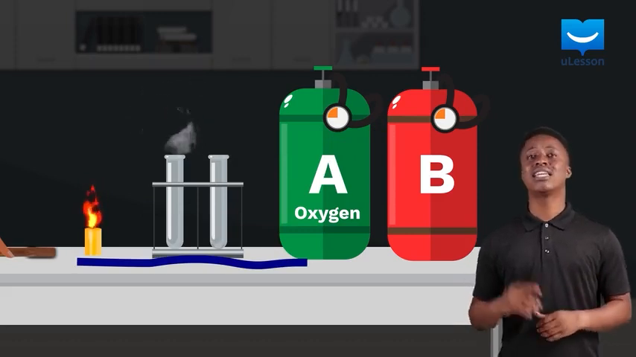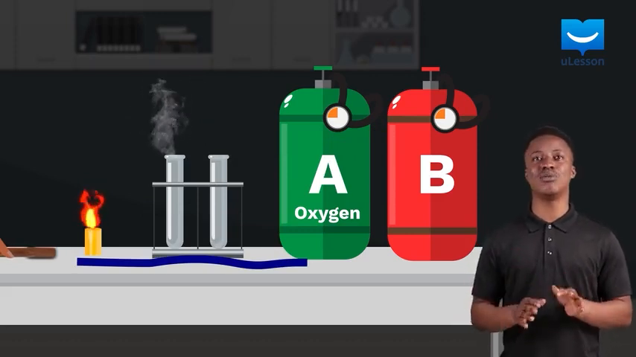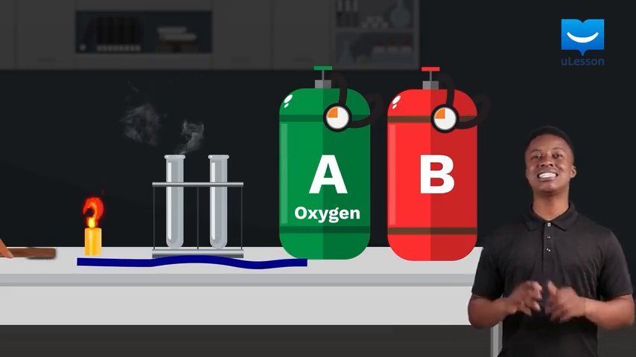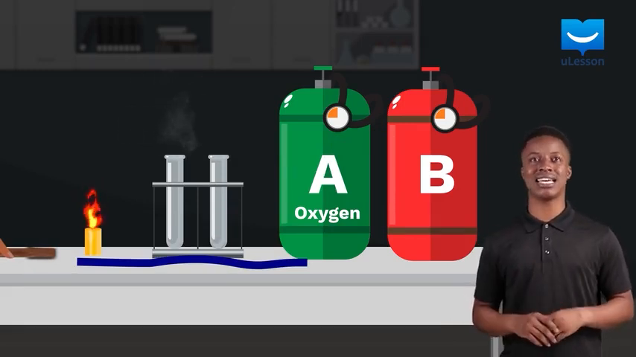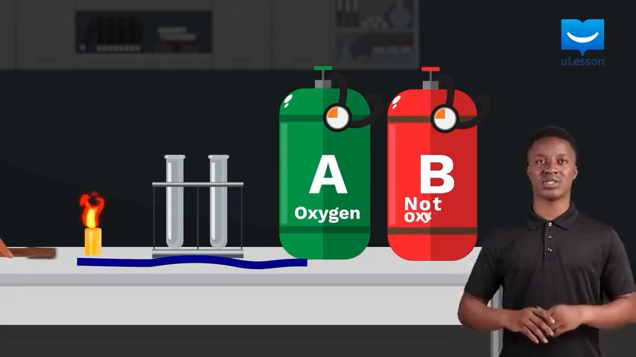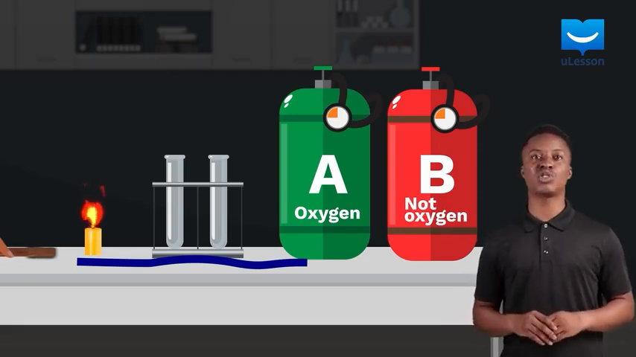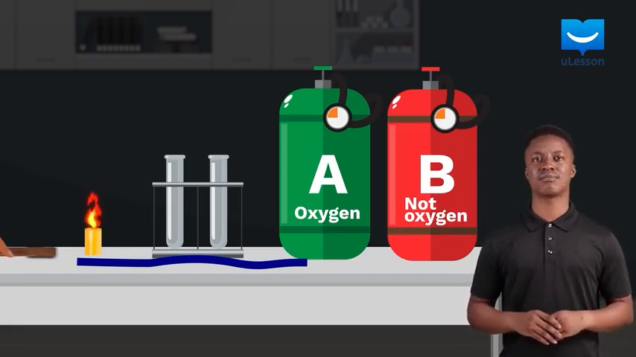But as you can see, the gas in B exits the test tube as it is put in. This indicates that the gas is lighter than air. Hence, it is not oxygen. But to be extra sure, let's complete the experiment.